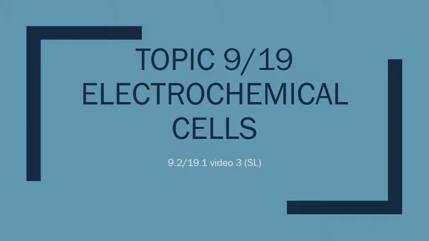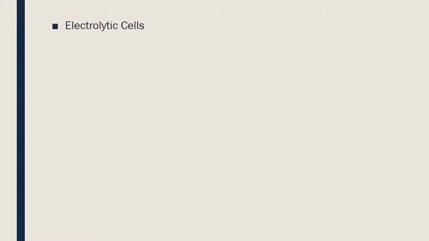This is video 3 for the topic 9.2, 19.1, electrochemical cells. Now we're moving from voltaic cells to what's called electrolytic cells. This is the SL portion for this set of notes. What are electrolytic cells then?